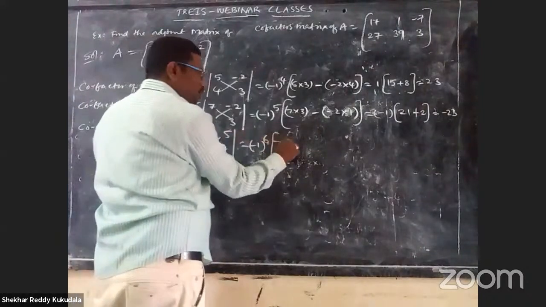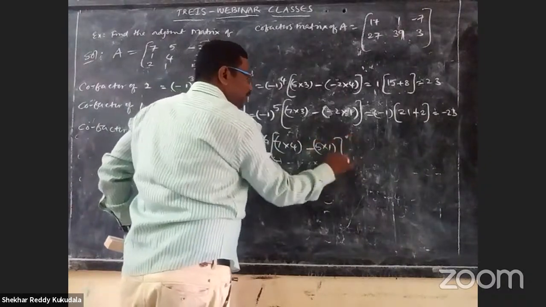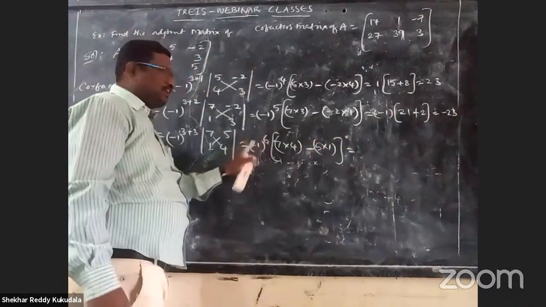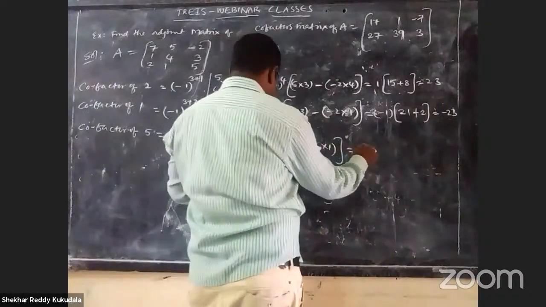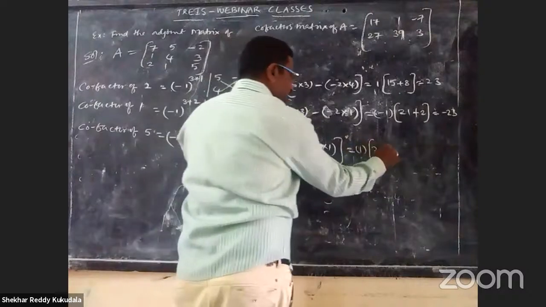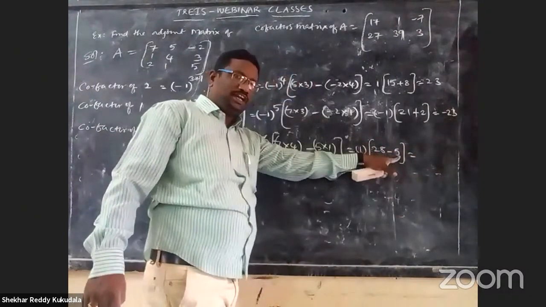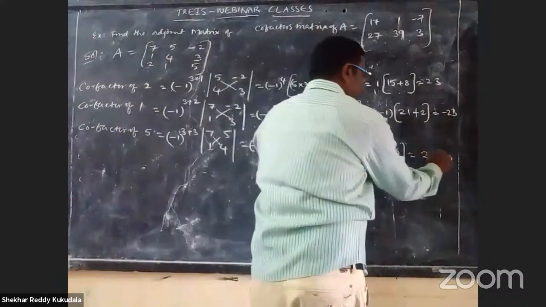7 into 4 minus 5 into 1. So minus 1 power 6, which is again 1. So 1 into 7 times 4 is 28, minus 5 times 1 is 5. 28 minus 5 is 23. 23 into 1 is nothing but 23.